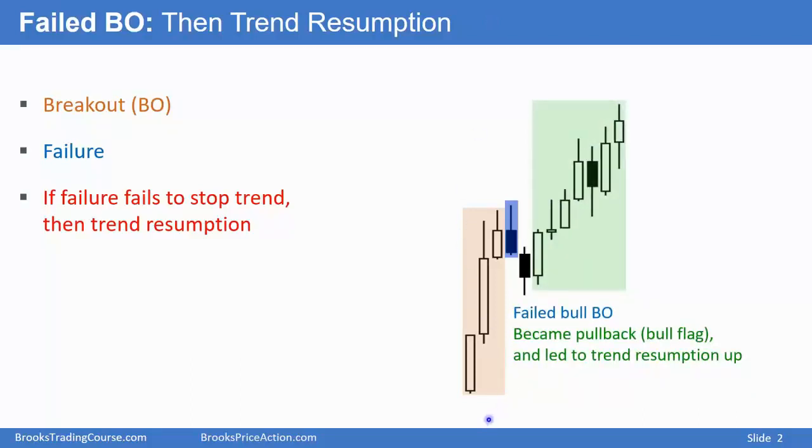And that was the case here. We have a bull breakout, an attempt at failure, but the failure failed. So you have a failed bull breakout, yet it became a bull flag and the bull trend resumed.